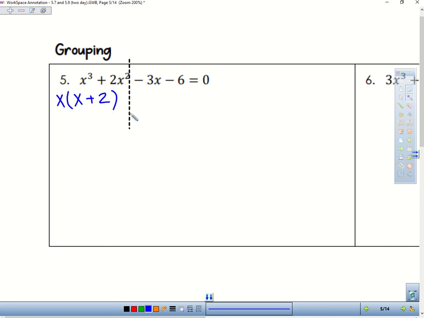And then over on the right, what can I factor out? Shouldn't that be x squared, not x? You're right. It is x squared. Thank you. We can do better than an x. Factor out -3. Good. We're going to take out a -3.